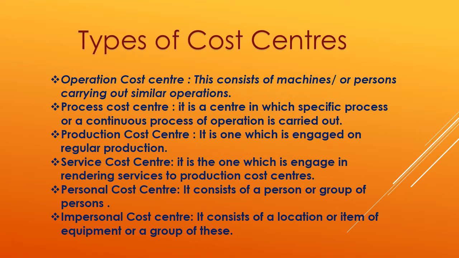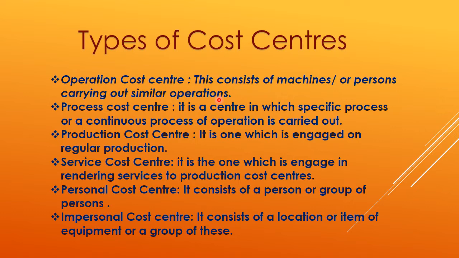Now let us see the types of cost centers. We know that industries vary, so the operations also vary. Some are manufacturing industries, some are service industries, so the departments will also change. Now let us see what the cost centers are. Operation cost center: this consists of machines or persons carrying out similar operations. So a group of people doing similar operations is a cost center. For example, in a manufacturing business, the production center.